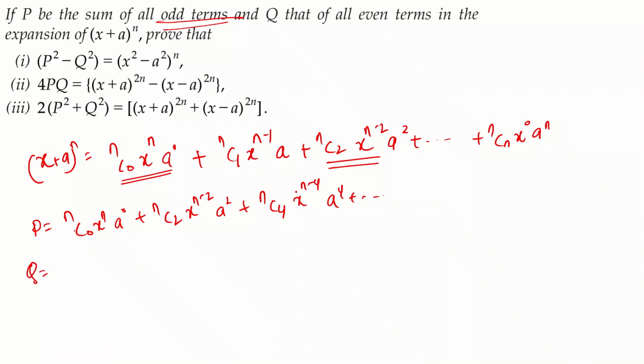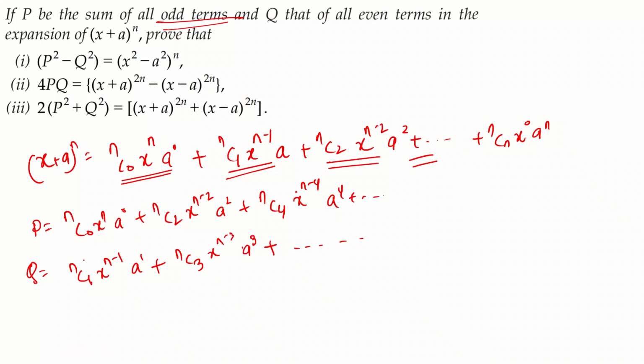And q is the sum of even terms. That means the second term, the fourth term. So q is equal to nc1 x to the power of n minus 1 into a plus nc3, sorry, my 3 looks a little broken, x to the power of n minus 3 a to the power of 3 plus all the way up to the last even term, whatever it is.